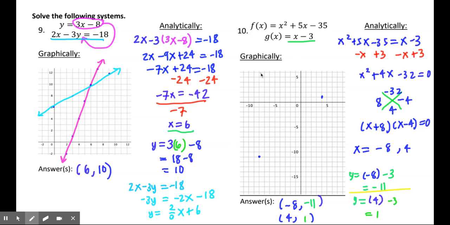Okay, now let's graph this line first. It's a little easier. So it has a y-intercept of -3 and a slope of 1. So we'll connect the line.